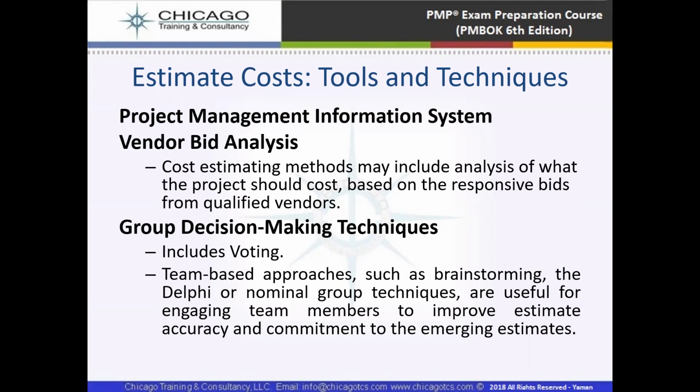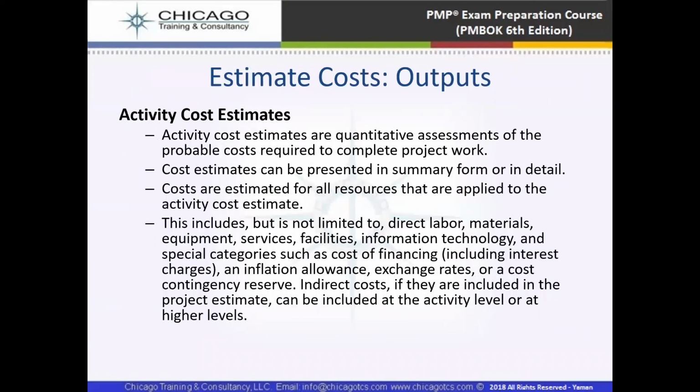And then there are group decision-making techniques, where we are going to sit down and do the voting. We are going to vote from each of our cost analyst persons, and we are going to brainstorm here. And there will be nominal group techniques which will engage our team members to improve our cost estimation accuracy, and to emerge with a good figure here, a group cost estimation figure.